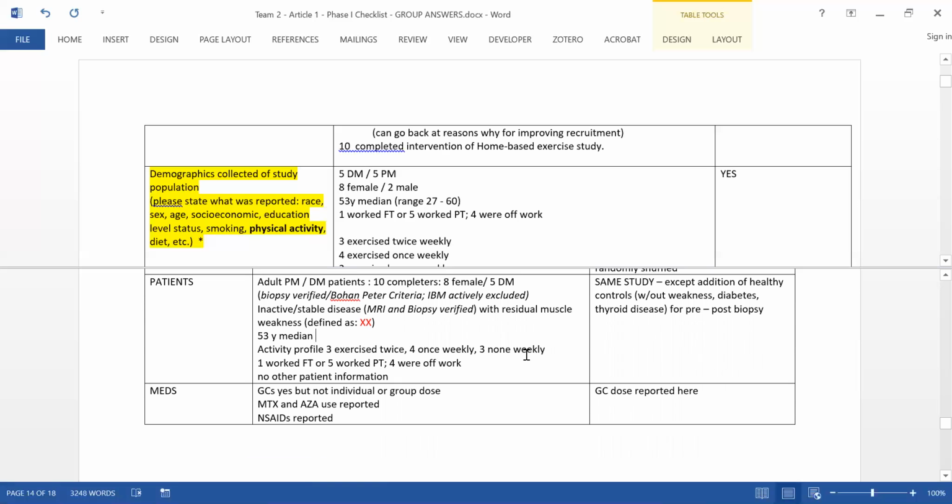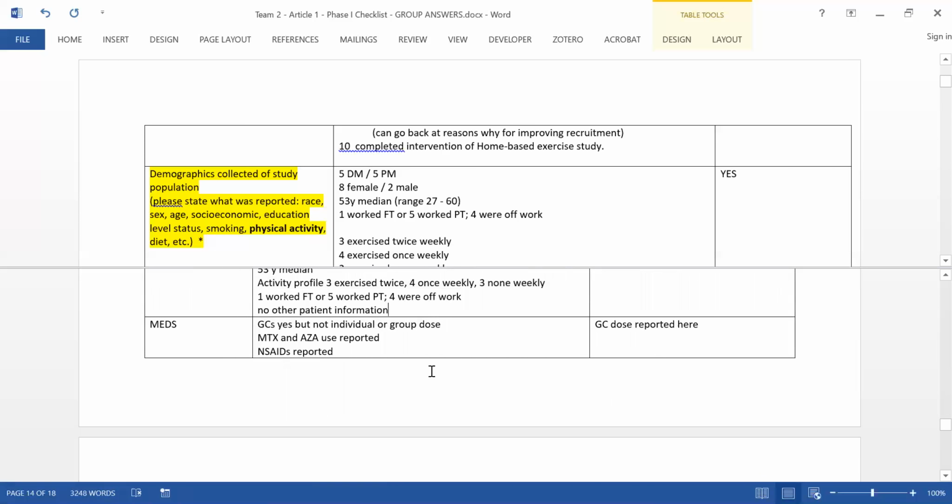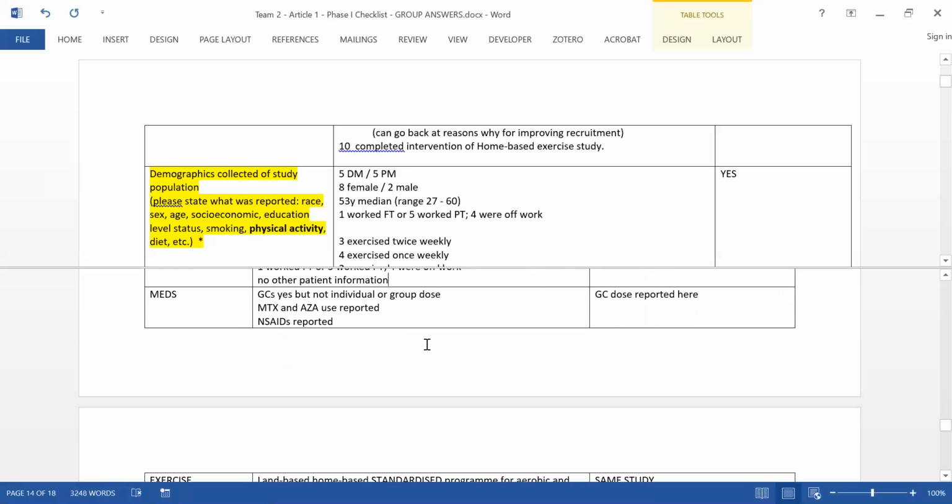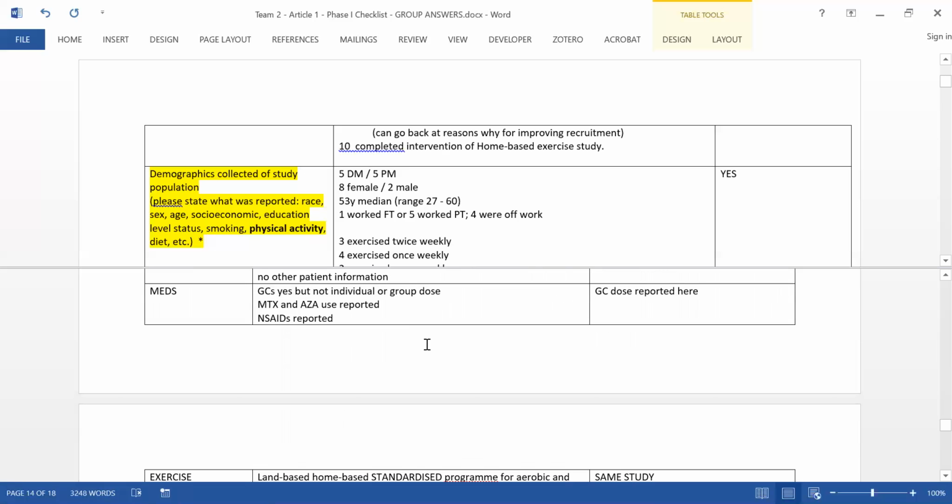And what we did have about these patients also was an activity profile before they started. So we knew how many times a week people exercised. We also knew what their work situation was, which was good because it helps inform functional status, as well as potential for compliance, because maybe they're too busy. But there was no other information like smoking, diet, socioeconomic status, education, etc. The medications were captured in pretty much name only.